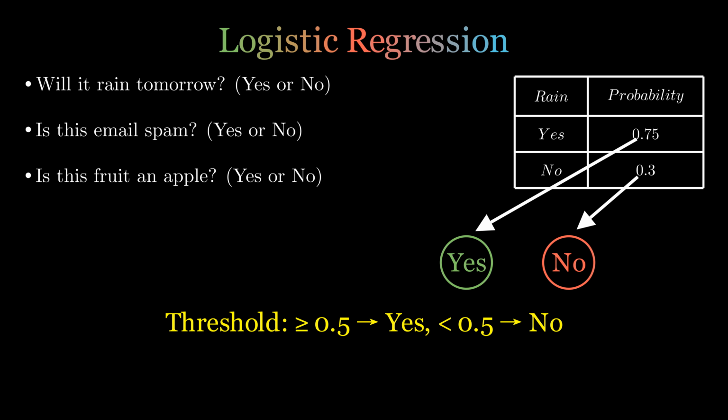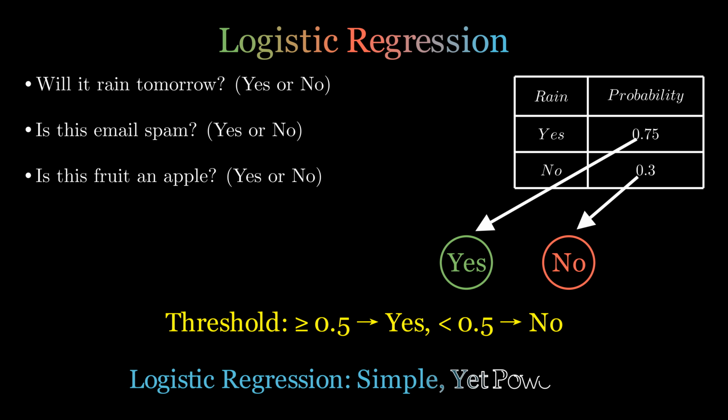Otherwise, I'll say no. So, to put it all together, logistic regression predicts outcomes based on data and probabilities. If the probability is greater than or equal to 0.5, the answer is yes. Otherwise, it's no. Simple, yet incredibly useful for solving real-world problems.